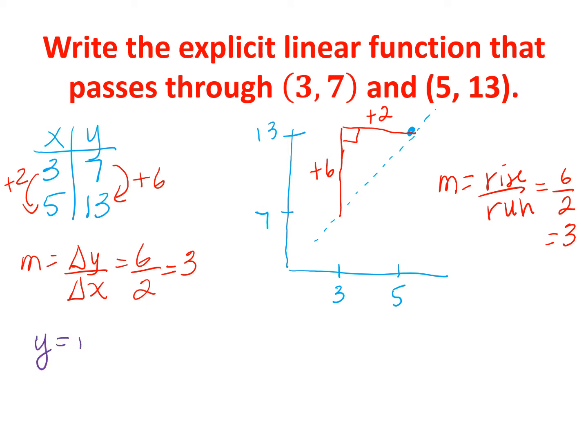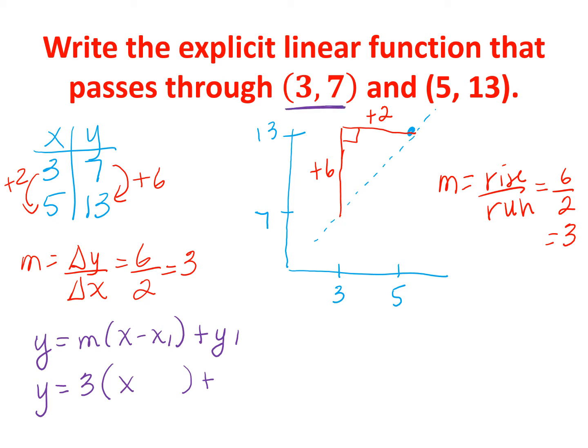So y equals m(x minus x1) plus y1. And so for this problem, we've already determined that m is our slope, which is 3. And then we've got this whole x1, y1, and we need to fill those in. And x1, y1 just represent one of your points. So for the first one, I'm going to use the point (3, 7).